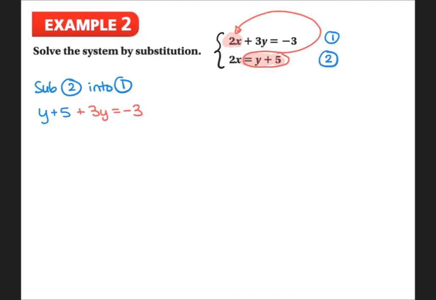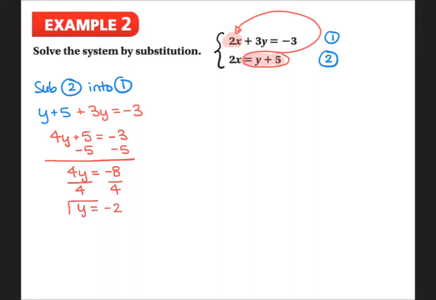So now I'm going to solve for y. So I can collect like terms, so y plus 3y is going to give me 4y, plus 5 is equal to -3. So solving for y, I'm going to subtract 5 from both sides, and I get 4y is equal to -8. I'm going to divide both sides by 4, and I get y is equal to -8 divided by 4, which is -2. So I have one of the numbers I need.